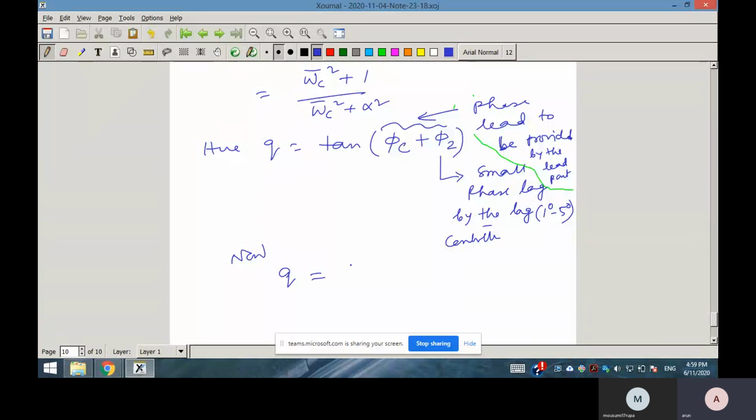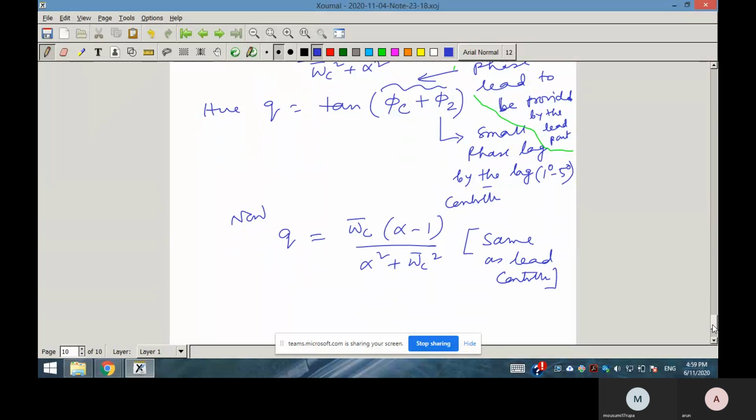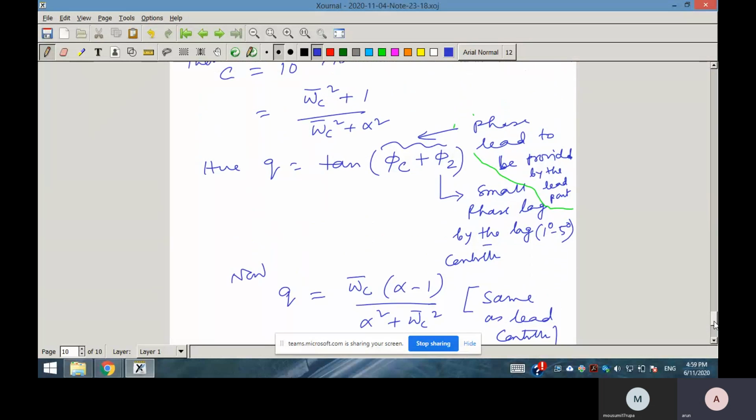So this was in the case of Q. What was the expression of Q? Omega c bar into alpha minus 1 divided by alpha square plus omega c bar square. This will be the same as the lead controller, because ultimately this Q has to be provided by the lead controller. Okay, so that's why this Q expression will remain the same.